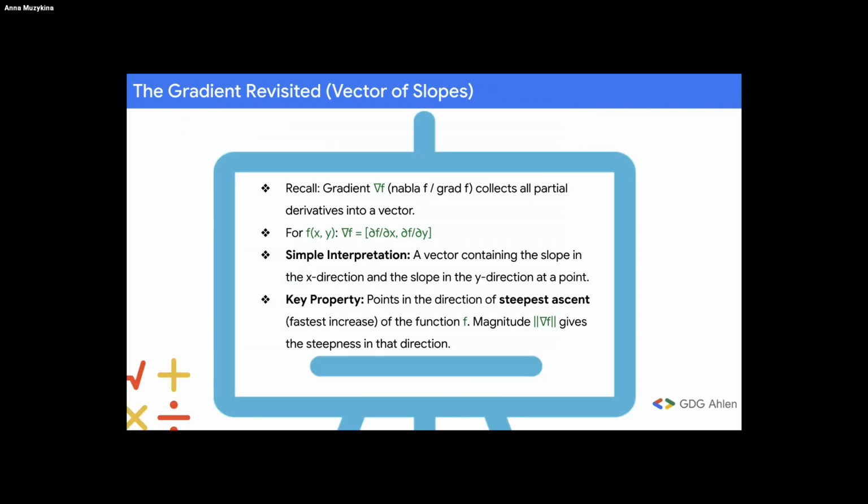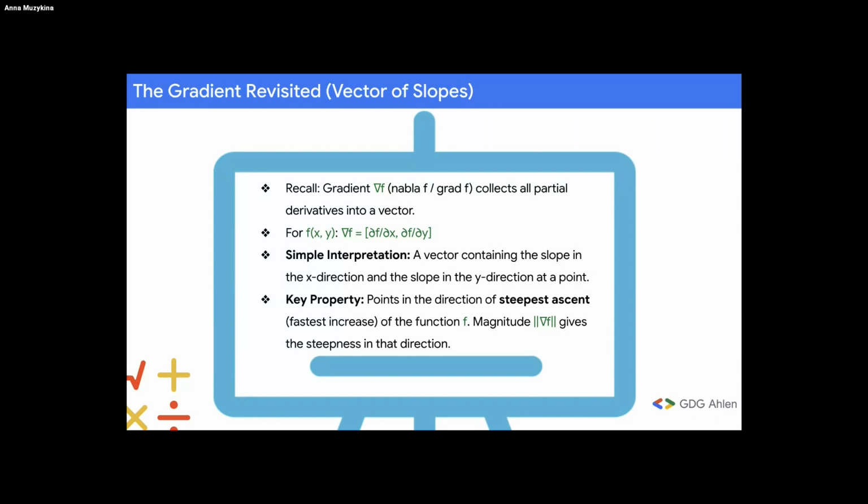Now let's revisit the gradient, which we introduced briefly last week. The gradient, written as nabla f or grad f, is simply a vector that packages together all the partial derivatives of a function. For a function of two variables, where f of x, y, the gradient is the vector nabla f, which equals the vector partial f, partial x, partial f, partial y. Think of it simply as a vector whose components tell you the slope of the function in each primary input direction at a specific point.